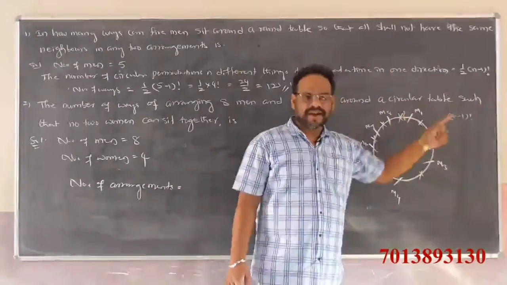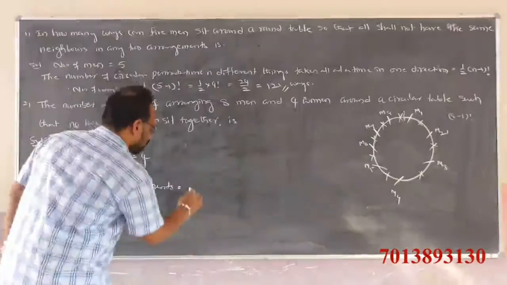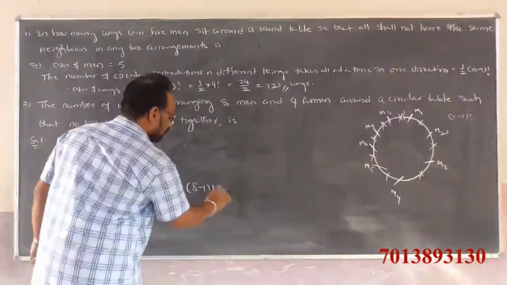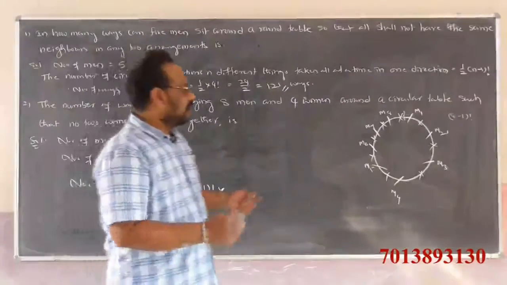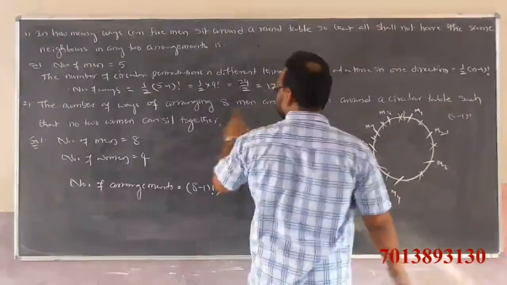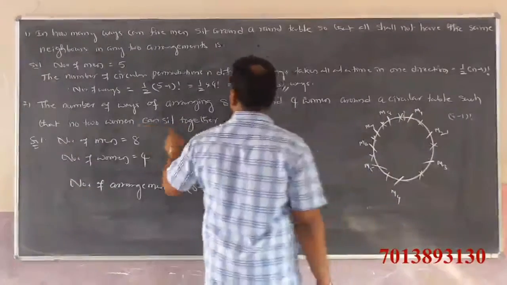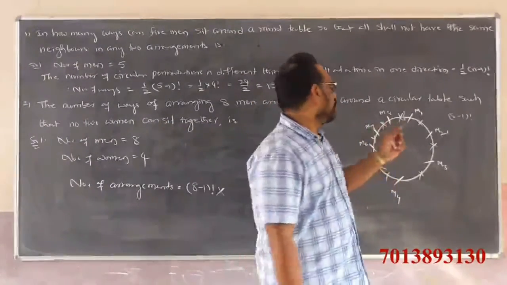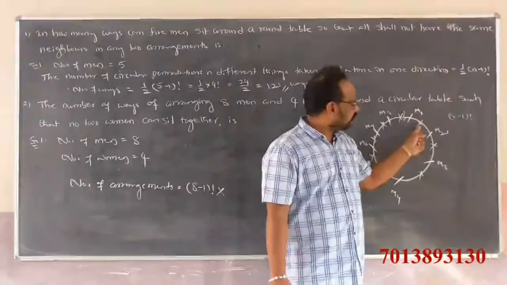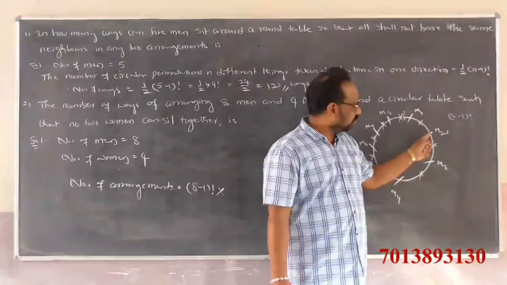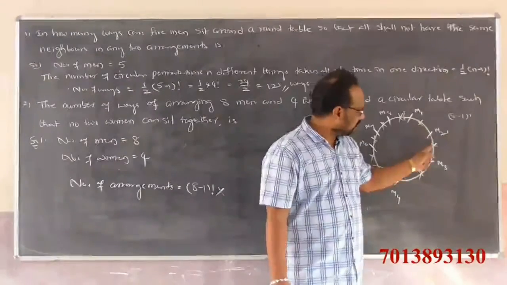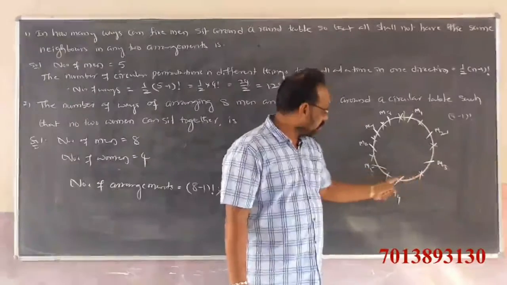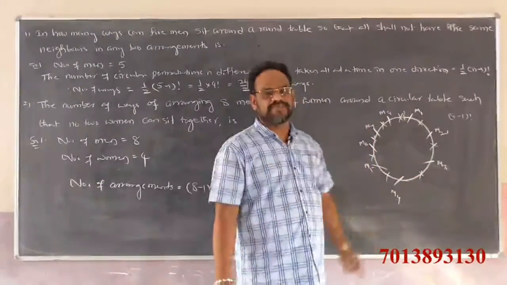N minus 1 factorial. So 8 minus 1 factorial into 8 minus 1 factorial, into. Again they give one condition, that is, such that no 2 men can sit together. So the women sit in the middle, between M1 and M2, in these gaps. How many gaps are there? 1, 2, 3, 4, 5, 6, 7, 8 gaps.